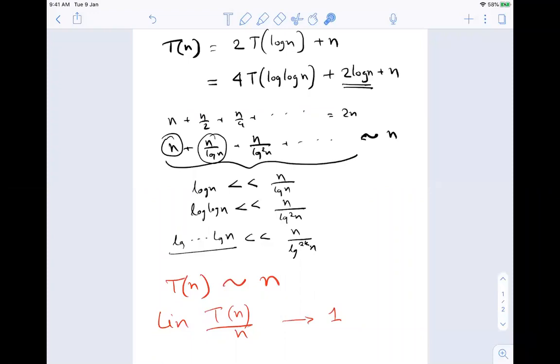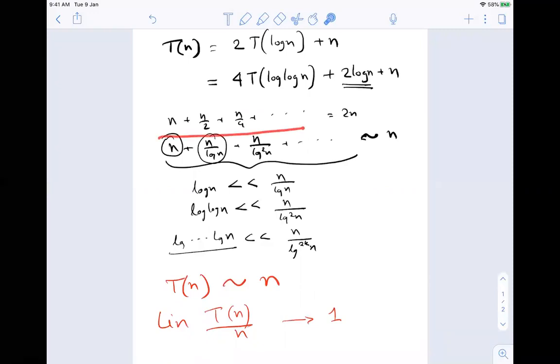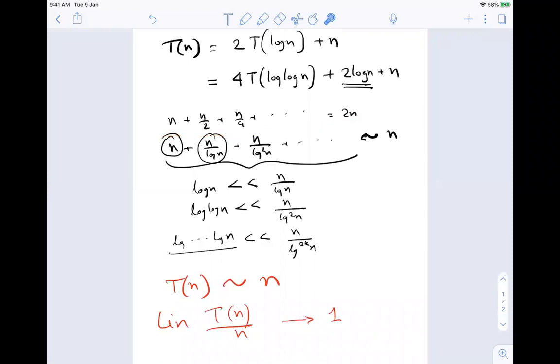Okay. I wasn't present during that time. So I am just saying that if you have n plus n by 2 plus n by 4 plus everything, it is twice n. You know that, right? Yes, sir. And you can also see that n plus n by log n plus n by log square n plus everything is actually asymptotically equal to n. Okay, you do the calculation. You know how to do this calculation, right? This is n into 1 plus 1 by log n plus 1 by log square n plus 1 by log cube n and so on and so forth, right?